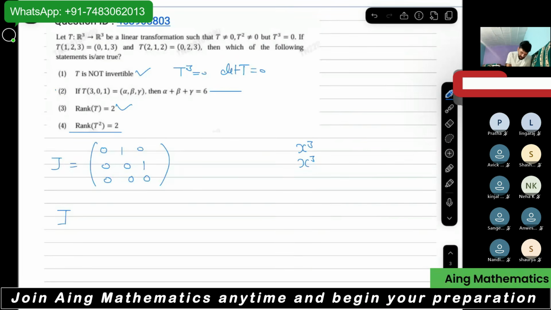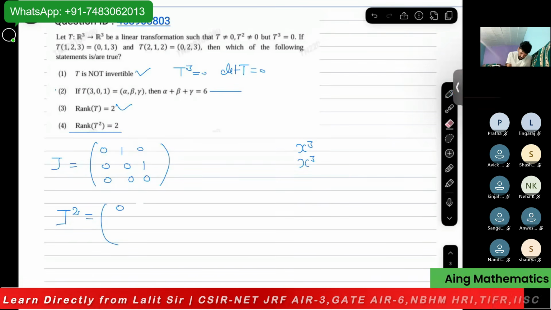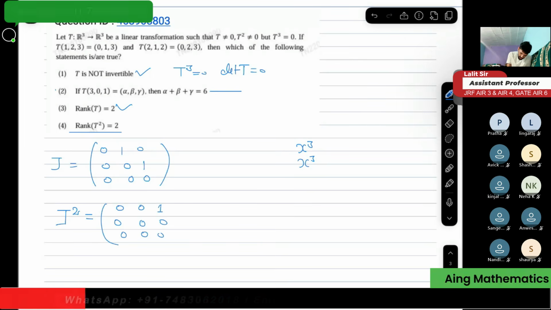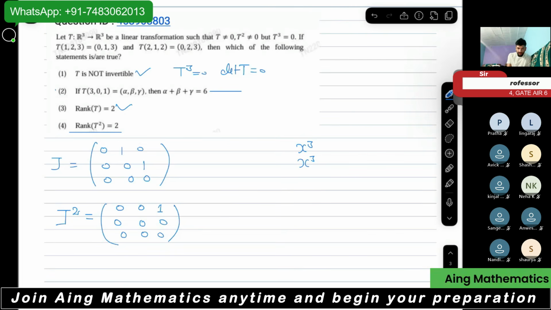So what is J square? J square, calculate it, it's very easy to calculate. You will get 0 1 0 0 0 0 1 0 0 0 0 0. Is this correct? Is this correct or not? Let me know if all the calculations are correct.